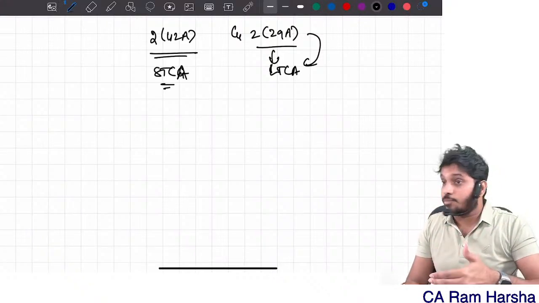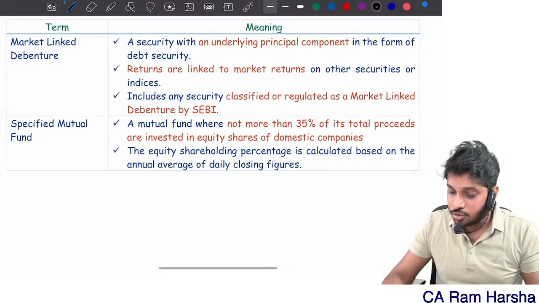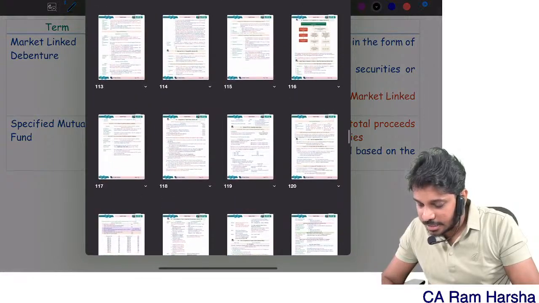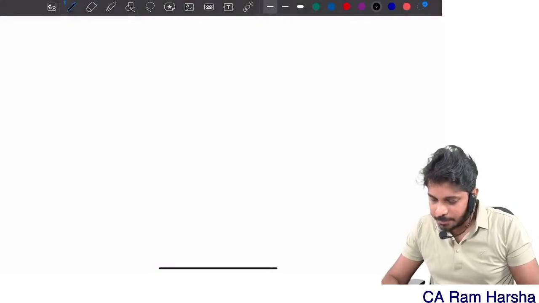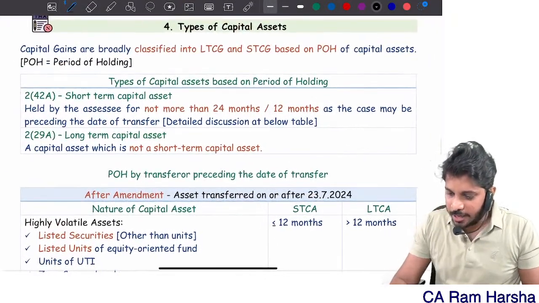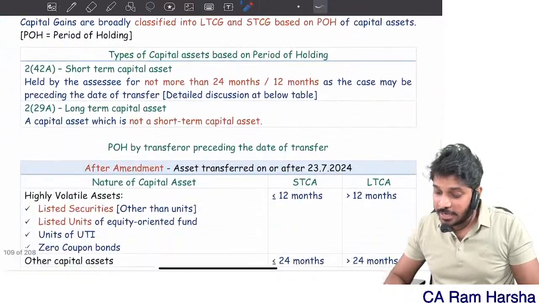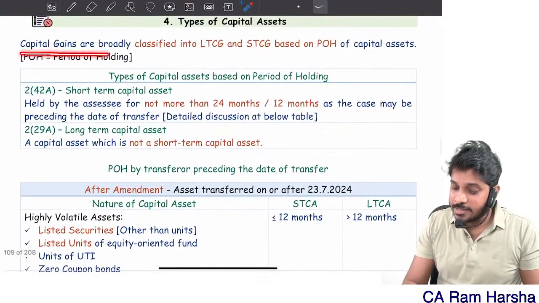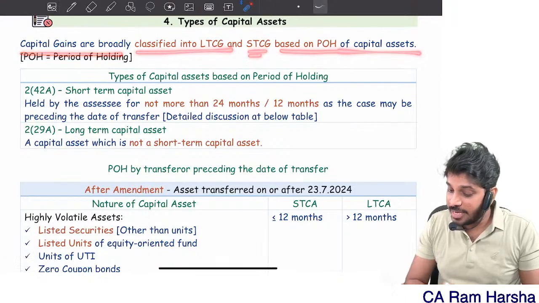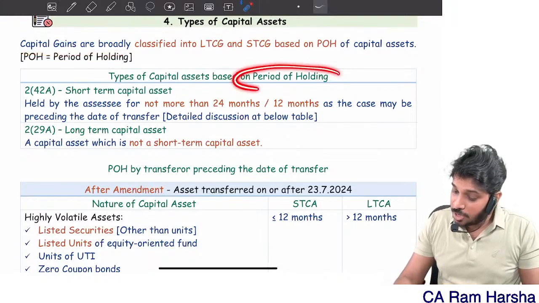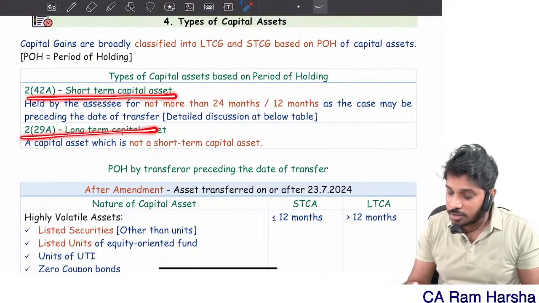Now, what is a short term capital asset? It is divided into two parts. Very simple. I'll open that directly so you will get a holistic view. You see the types of capital asset, where the capital gains chapter starts. Capital gains are broadly classified into long term and short term based on the period of holding of the capital asset. What are they? Short term capital asset and long term capital asset.